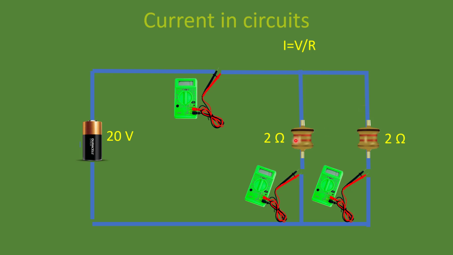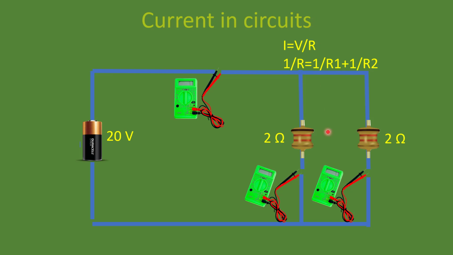Then we have two resistances, 2 ohm each. These are connected in parallel. If we are connecting resistances in parallel, what happens? The overall resistance decreases. The formula is 1 by R equals 1 by R1 plus 1 by R2.